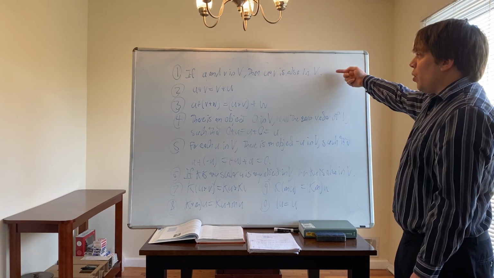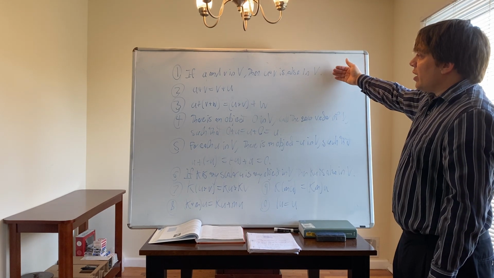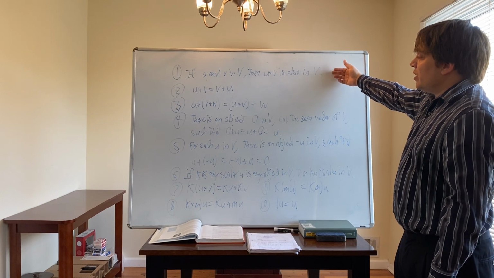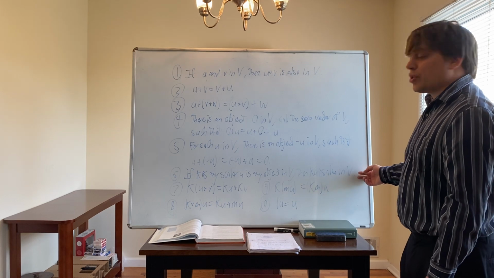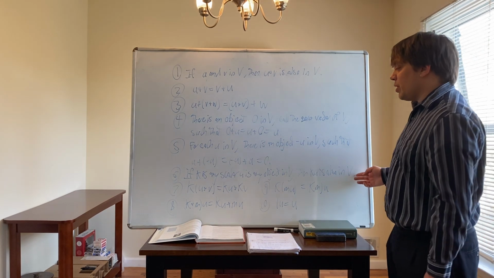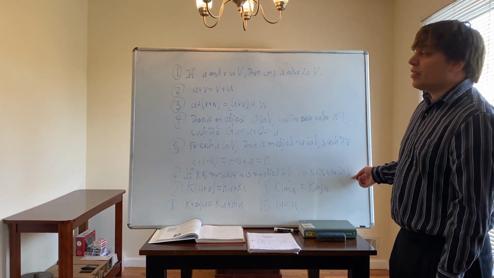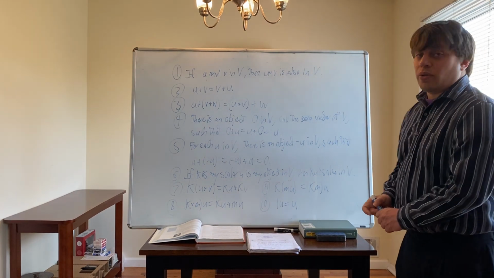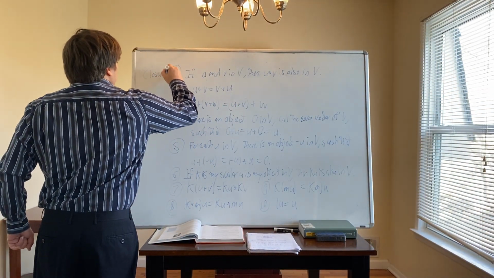So 1 is closure of addition. If you add two objects in V, you get another object in V. 6 is closure under scalar multiplication. So if you take a scalar k and an object in V and you scalar multiply them, you get something else in V. So 1 and 6 are called closure. Okay.